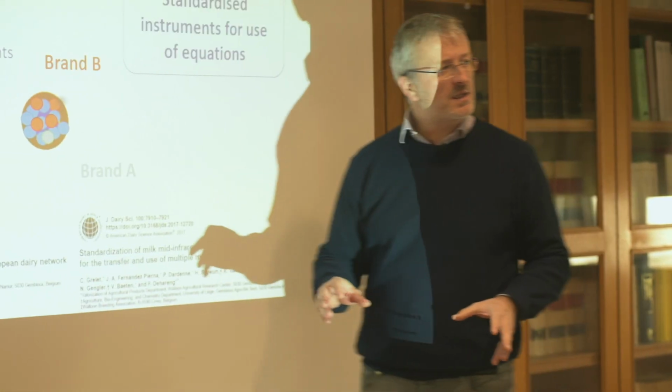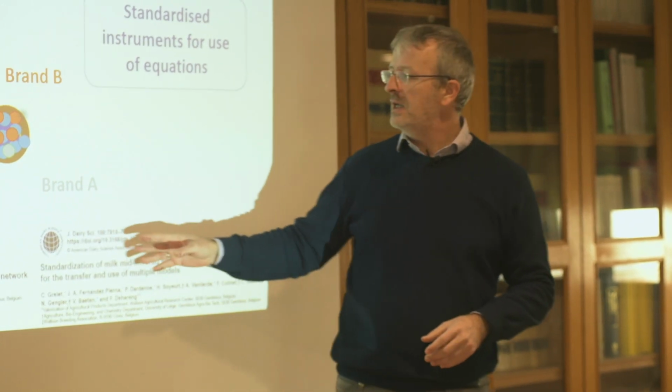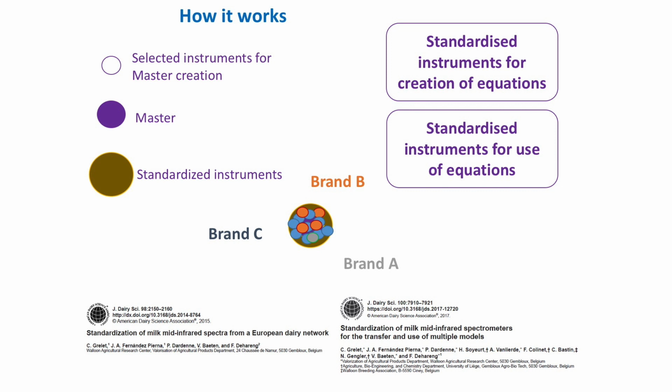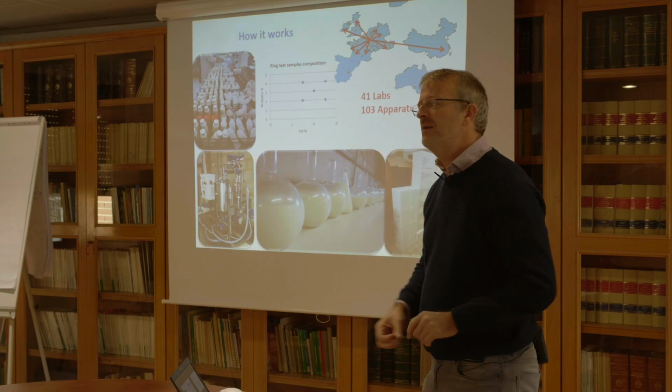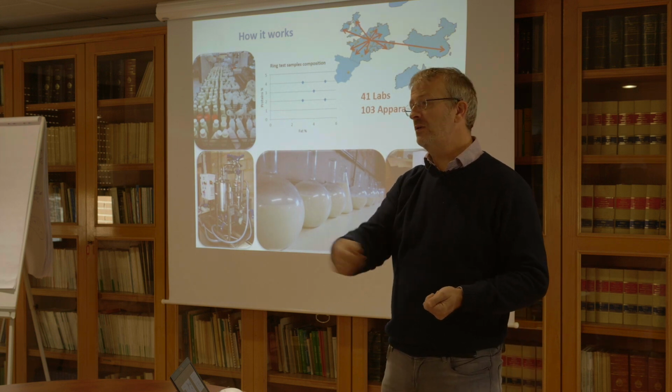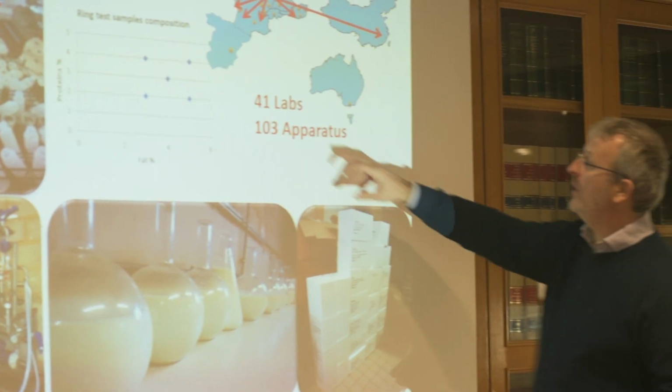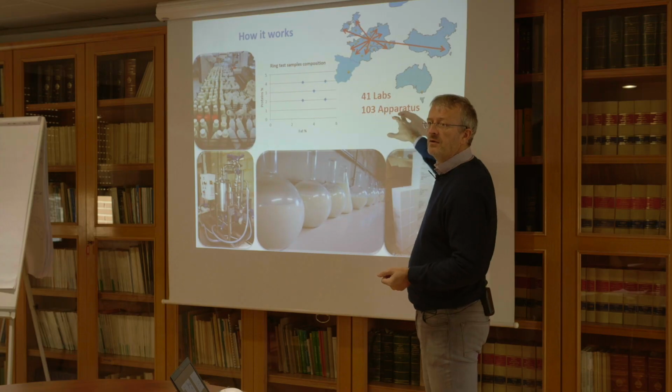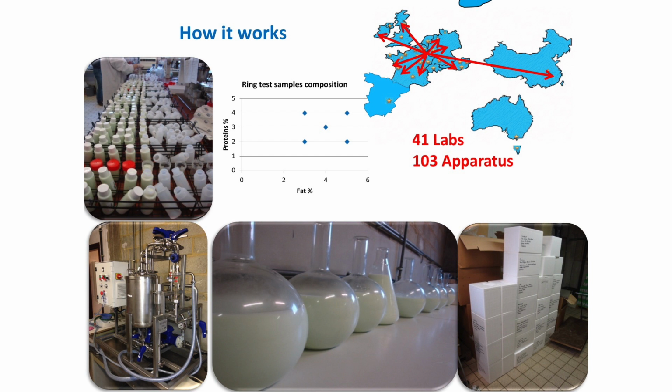How it works in reality, the standardization, it's described in these two papers. These two papers were published by Clément Grelet in 2015 and in 2017. If you want to have more detail, please read these papers. But how it works in reality? In reality, we use 5 common samples that we distribute to all the labs. For the moment, we have more than 100 apparatus in 41 labs, and we distribute these samples in all the labs, everywhere.